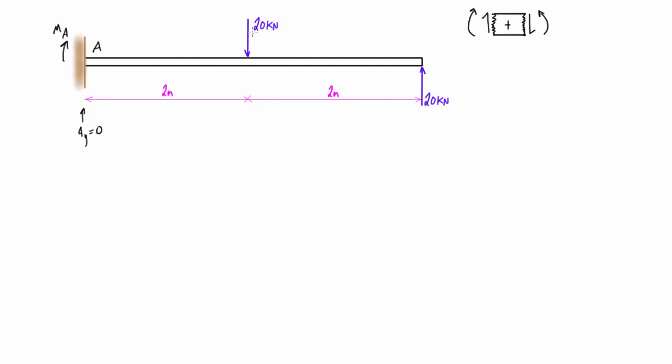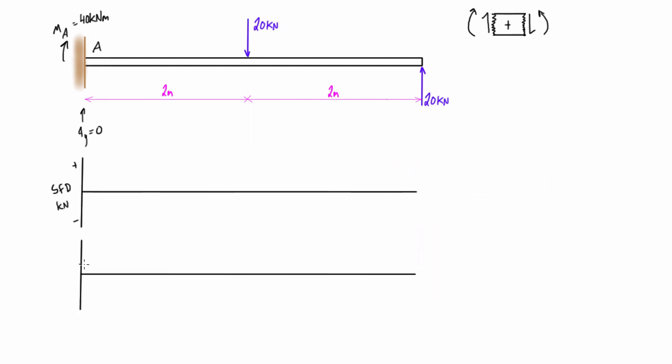And then we have a moment here that we're going to call MA. Basically this force couple is 20 kilonewtons each force, and they're separated by 2 meters. So the moment generated by that is 20 kilonewtons times 2 meters, which is 40 kilonewton meters, in the counterclockwise sense. So we're going to have a reaction moment here, MA, as the equal and opposite: 40 kilonewton meters in the clockwise sense.